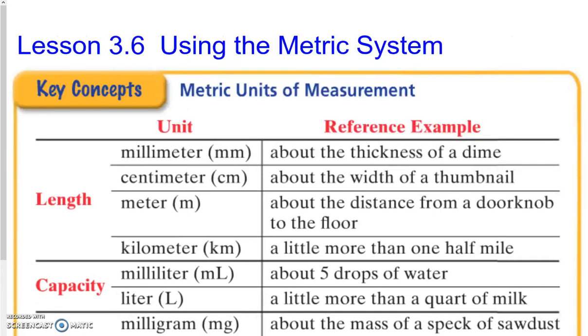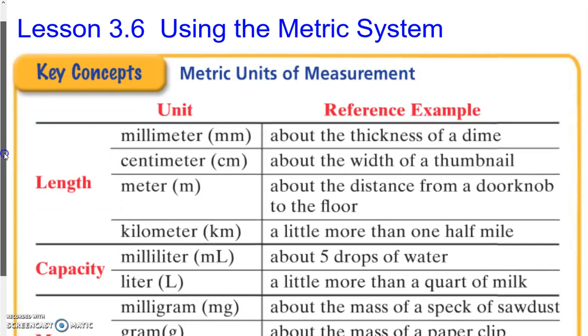Anyway, in the metric system, some things that will help you maybe get a better point of reference. For length, usually the most commonly used measurements are millimeter, centimeter, meter, and kilometer. A millimeter is about the thickness of a dime, and a centimeter is about the width of a thumbnail. A meter is about the distance from the doorknob to the floor. A kilometer is a little more than half a mile.